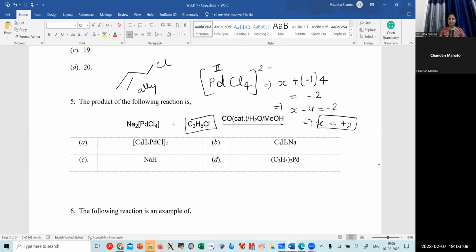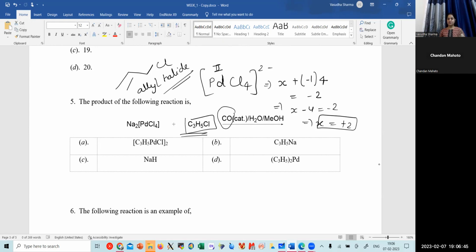This is allyl halide. So this is one of the reactions of allyl halide to form a species where your complex is having an allyl group. This is the preparatory method which you will get in your lectures. So in presence of carbon monoxide, which they have been adding in a catalytic amount, and the other solvents, water and methanol, what could be the possible product? You need to see that this is a reaction where allyl gets connected or coordinated with your palladium.